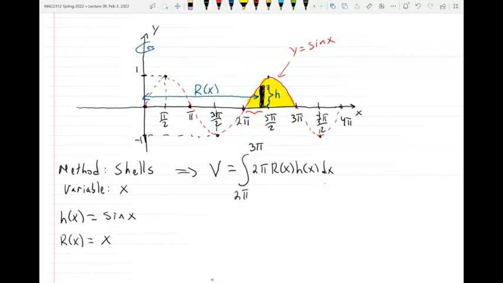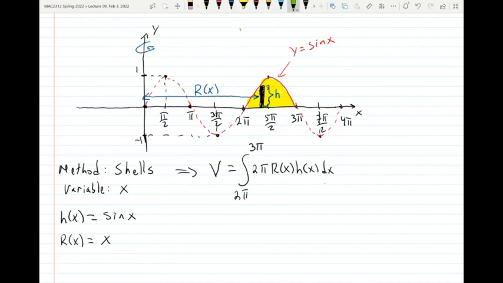So it probably would have been more interesting if I had said to rotate about the line x equals 2 pi. We're not going to do it like that, but let me just put it here for a second. If I had said to rotate about this line, x equals 2 pi, h is still sine of x, okay? What would be r in this case? Because now r is just this piece right here. So what will be the formula? No, be careful, Jason. So x minus 2 pi, very good.